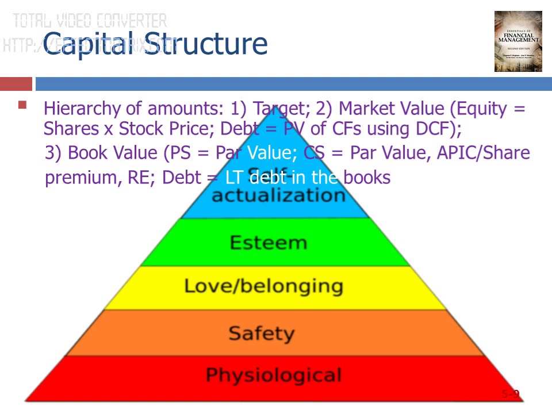And lastly, if you don't have the target and market values, the last is the book values. So you get the values in the balance sheet, you get the percentages of that, then you get the weights. For the preferred stock, you get the par value. For the common stock, you get the par value, the APIC or share premium, and retained earnings. So you add the three, and that will be the book value of the common stock. And for debt, basically, what is recorded in the books as your debt is your book value.